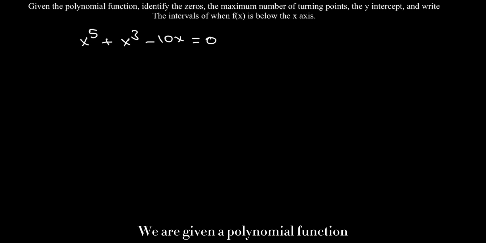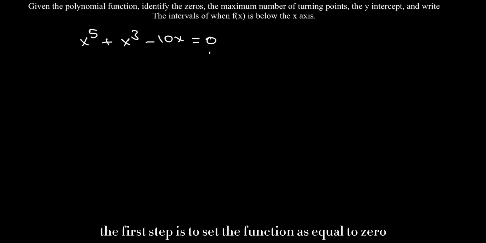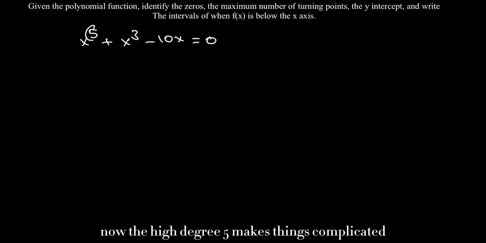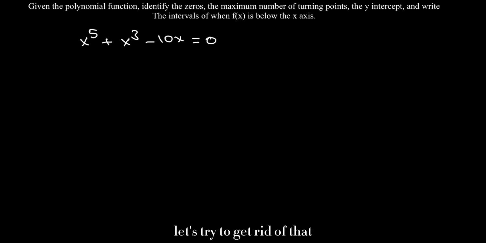We are given a polynomial function and are asked to identify the zeros. The first step is to set the function equal to 0, and we have already done that. The second is to simplify and solve for x. Now the high degree 5 makes things complicated. Let's try to get rid of that.